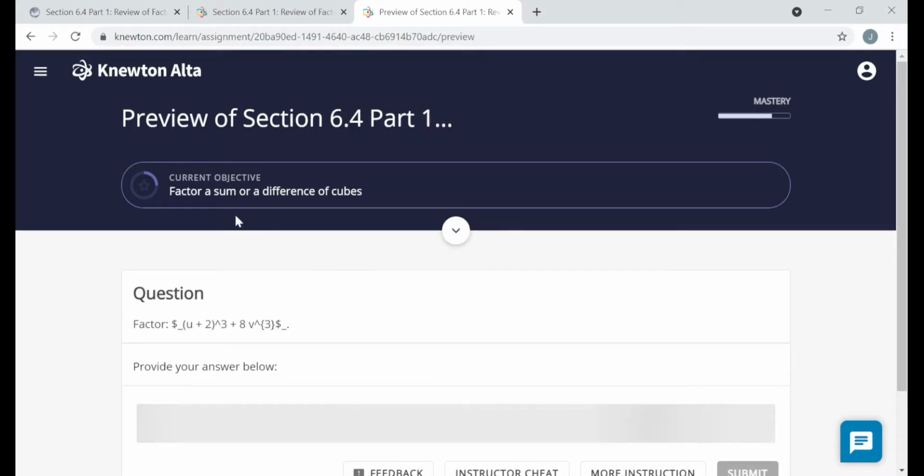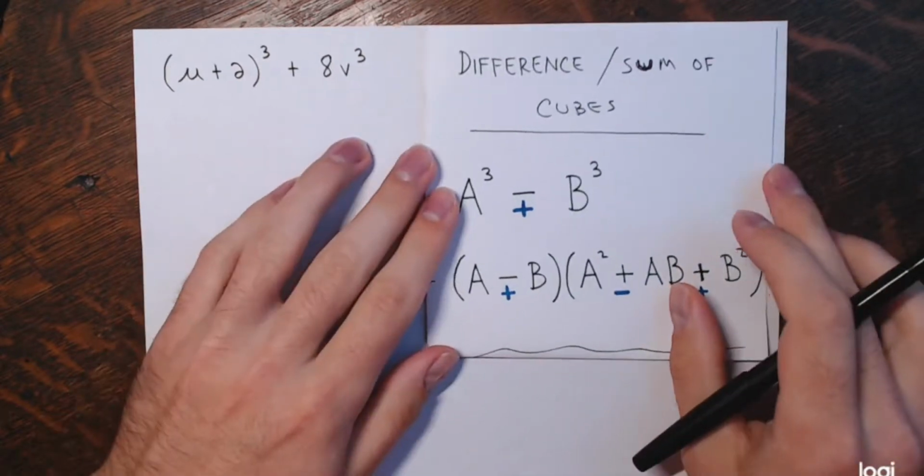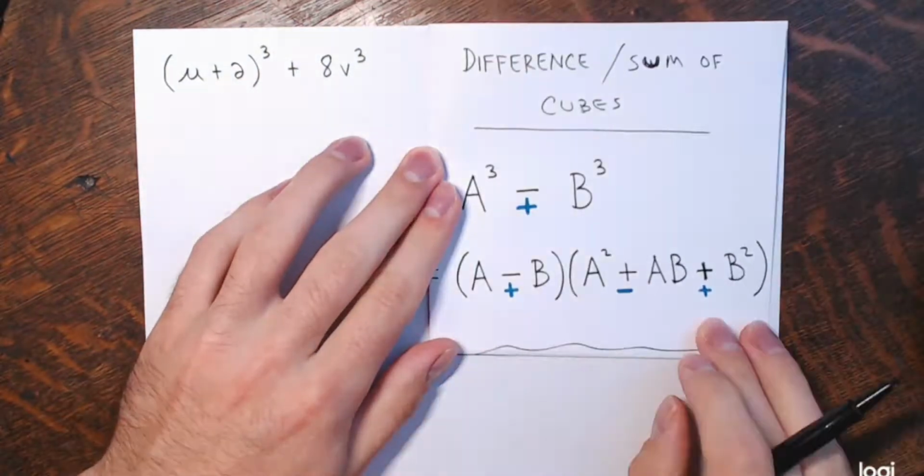Next one is another sum or difference of cubes. This time looks like a sum of cubes. See the plus there? All right, so really no different, except you got a plus instead of a minus. So again, I'm going to write this out, pull it up on some paper. All right, so I've got the little formulas I wrote out earlier here in the upper right corner of the page.